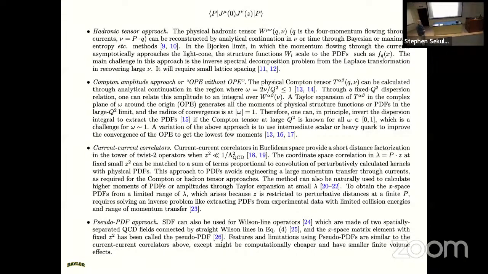So basically you get a bunch of moments. You do analytic continuation. It's a beautiful method. If you get enough moments of a function, you can invert that and find the function. And that's some of the ideas that go into that. Current correlators, pseudo-PDF.